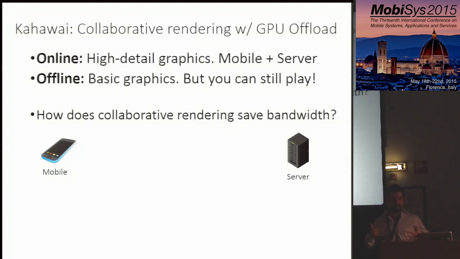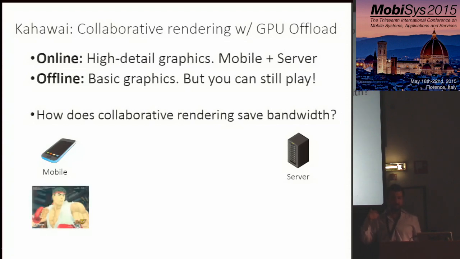What we are going to do is get the mobile and the server to work together through a set of solutions that we call collaborative rendering. When you're online, you will get really high detail graphics by getting the mobile and the server to work together in concert. And when you're offline, you will get the low-level graphics that your mobile device can give you, but hey, you can still play.